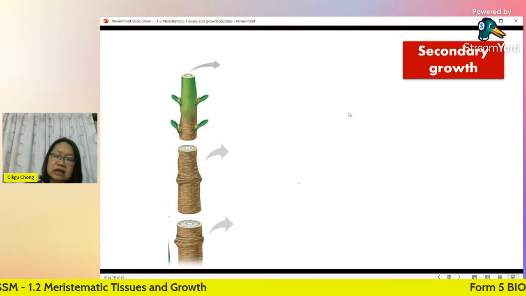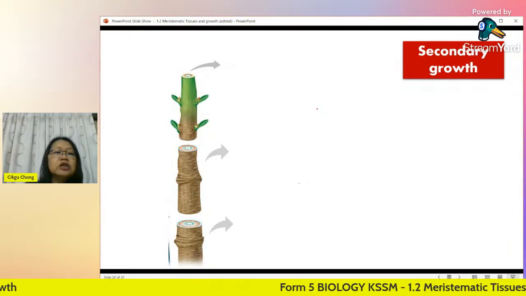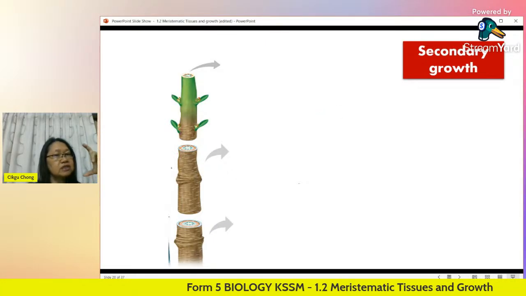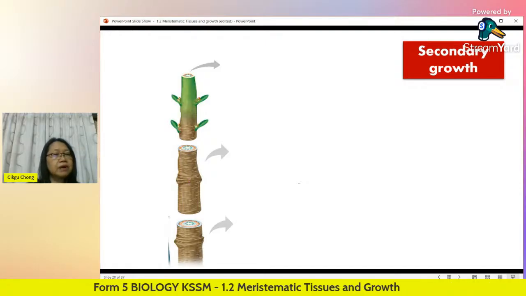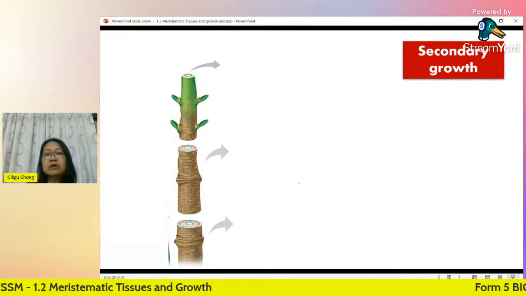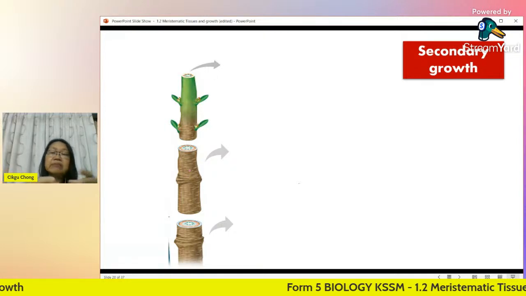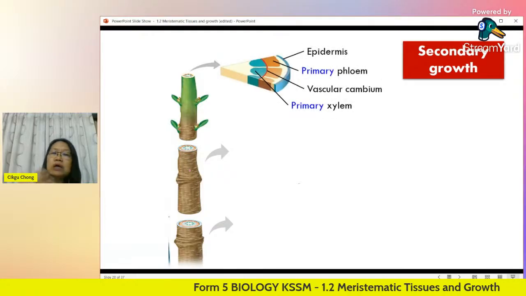Okay, so if you look at a picture to show that the secondary growth has taken place, you will see that the second picture has the bottom part here. You see this woody part, isn't it? The woody part shows that secondary growth has taken place. Therefore, it has become wider in terms of diameter increase. So how would you label?